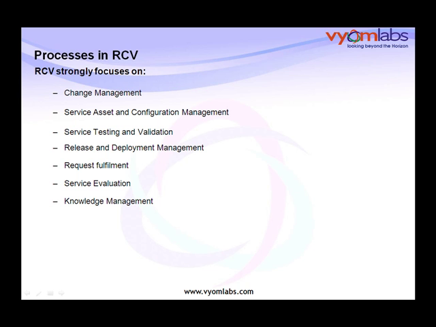The processes of release control and validation fall into three categories. First is the lifecycle focus, which will include change management, service asset and configuration management, and knowledge management from transition. From transition, we will have release and deployment management, service testing and validation, service evaluation, and from operation we have the request fulfillment process. These processes together will enable an IT organization with the effective and controlled release of a validated IT service into operations.